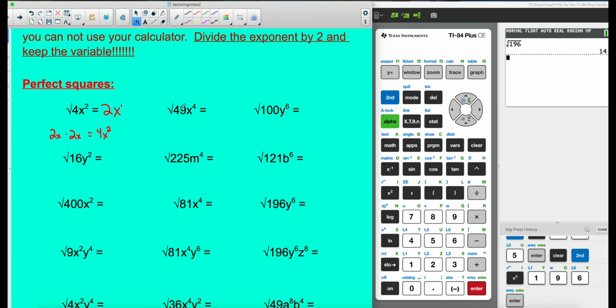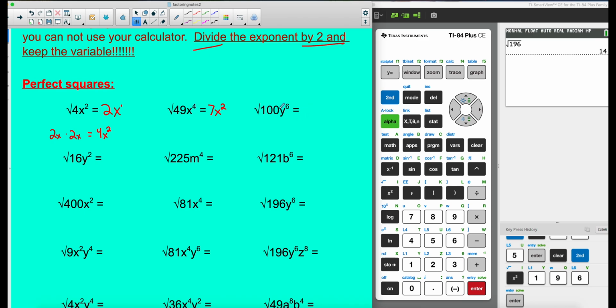Let's look at another one, 49x to the fourth. Well, do the number first. What's the square root of 49? The square root of 49 is 7. Now, the square root of x to the fourth. What letter do you see? You see an x, so put an x with the 7. But now it's not just x because instead of a 2, you have a 4 here. Remember what we said: divide the exponent by 2. So what's 4 divided by 2? It's 2. So your final answer here is 7x squared. And why is that? Because 7x squared times 7x squared is 49x to the fourth.